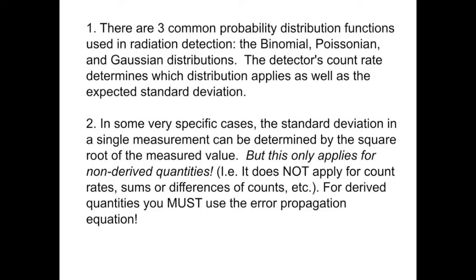And now we have Chapter 3, the infamous chapter on counting statistics. So we have our 2 concepts here. Number 1, there are 3 common probability distribution functions used in radiation detection: the binomial, Poissonian, and Gaussian distributions. The detector's count rate determines which distribution applies, as well as the expected standard deviation.